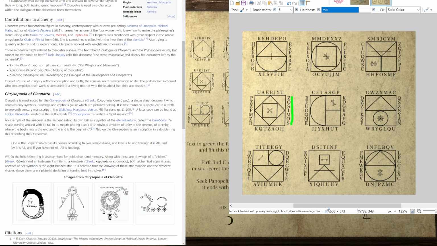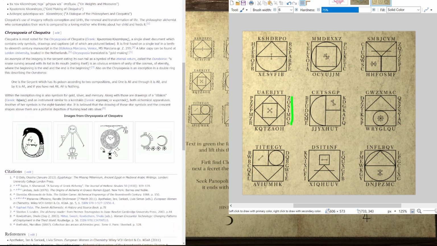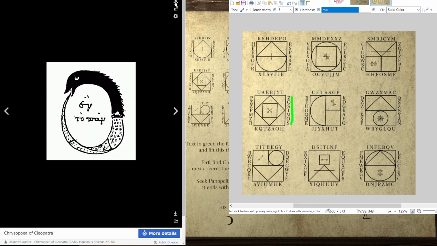There's also a dibikos. I mean, dibikos would be great if that was a word here somewhere. Oh, let's see. It's all in Greek, though.